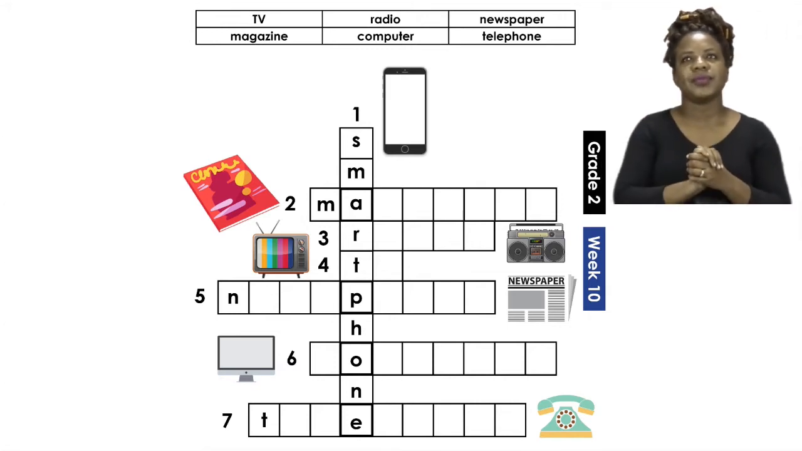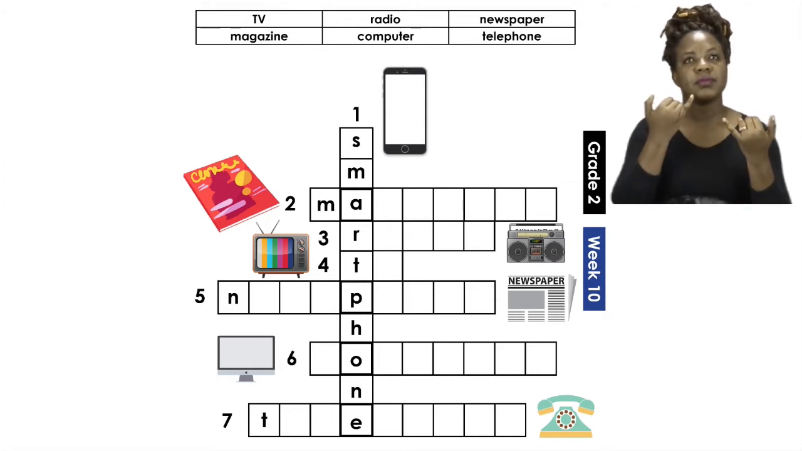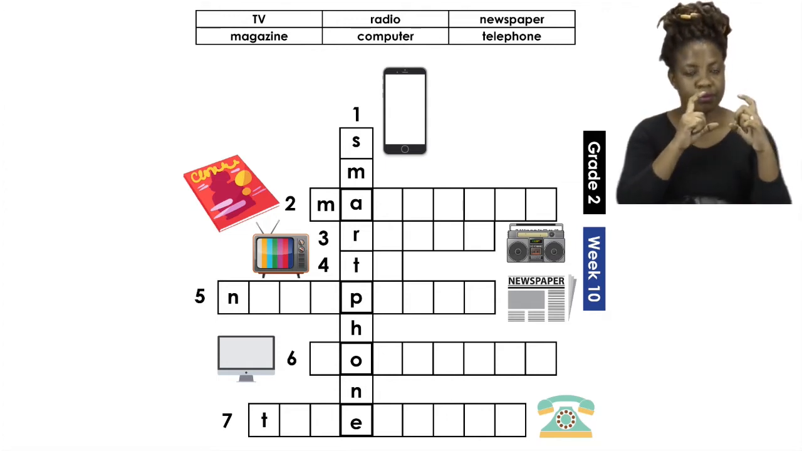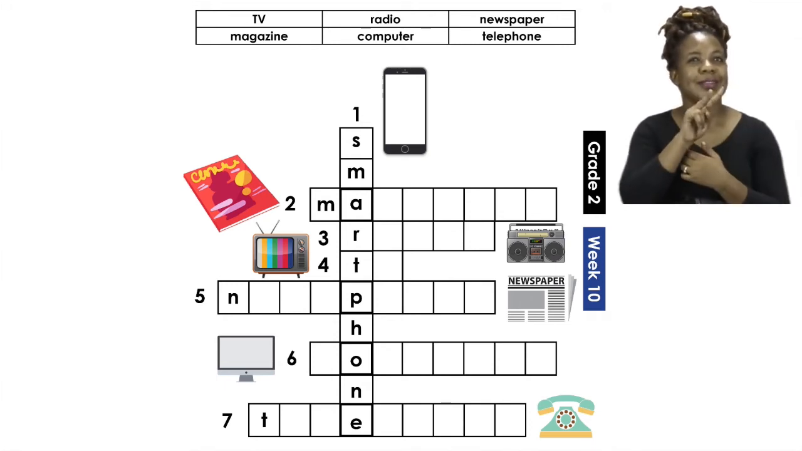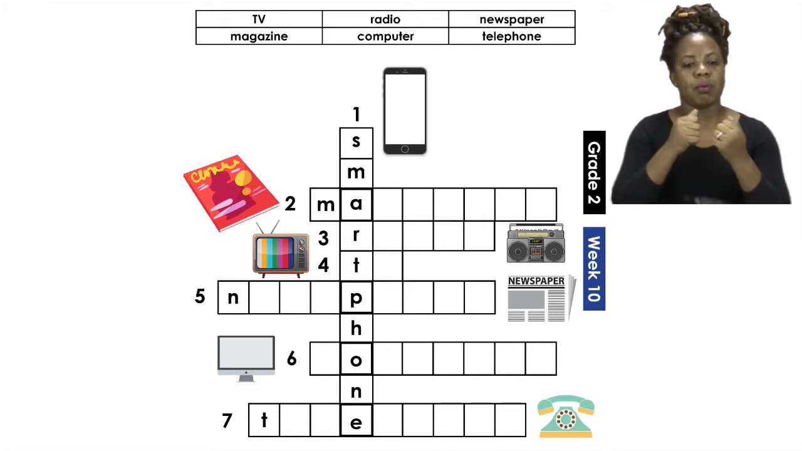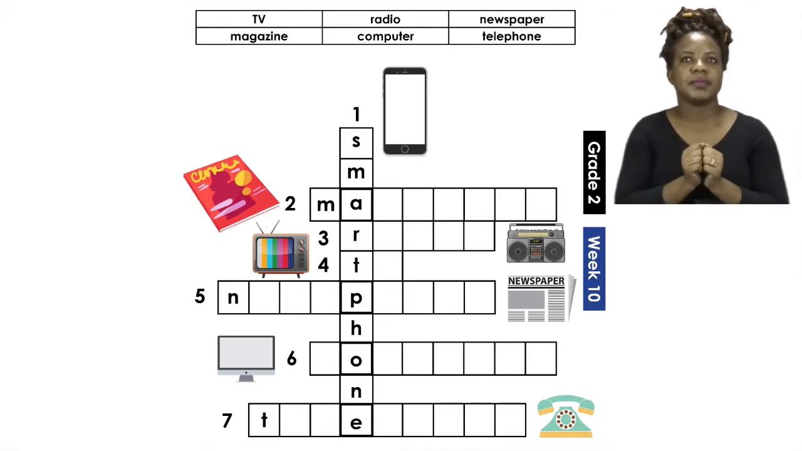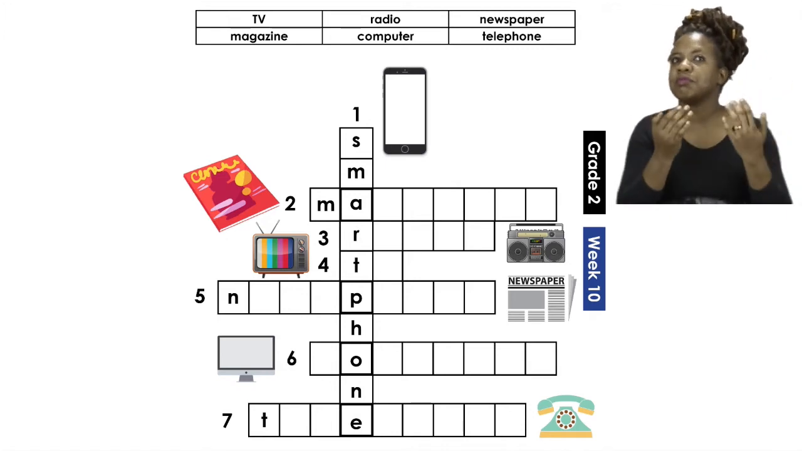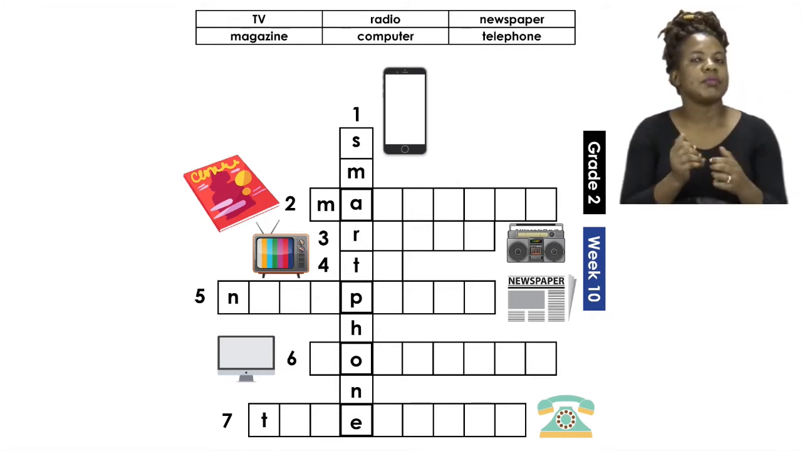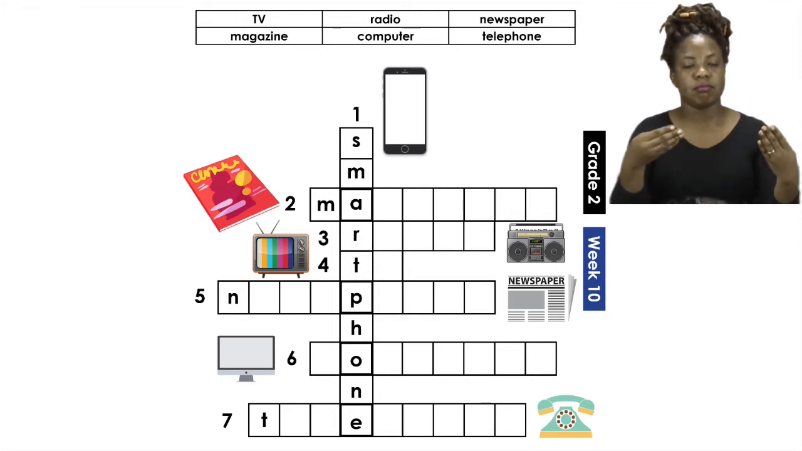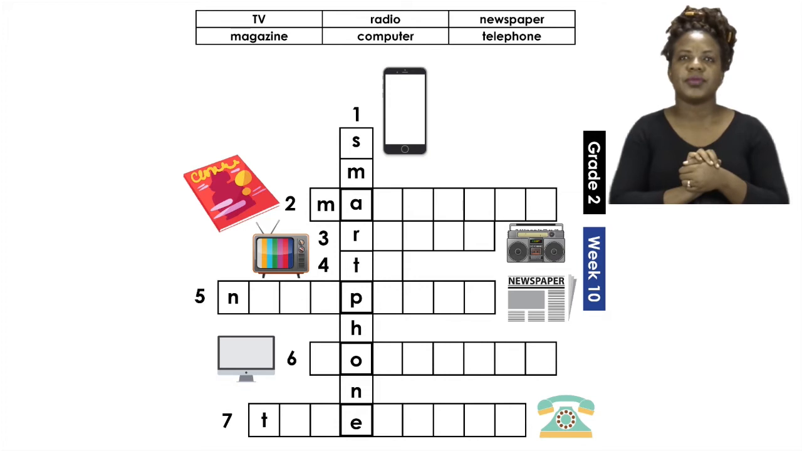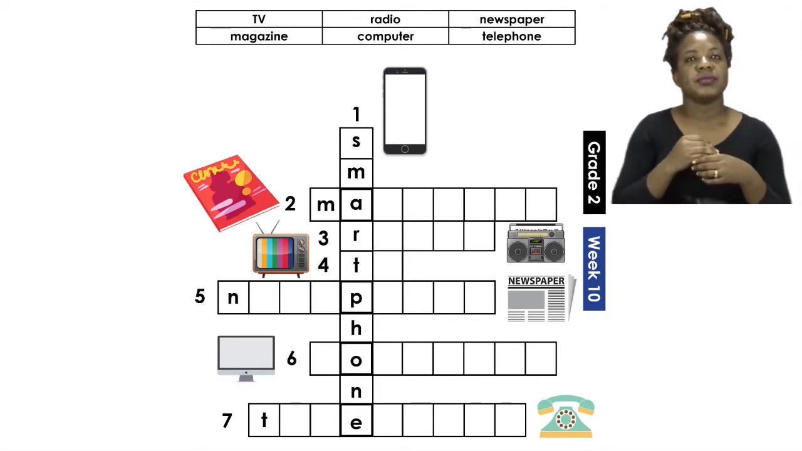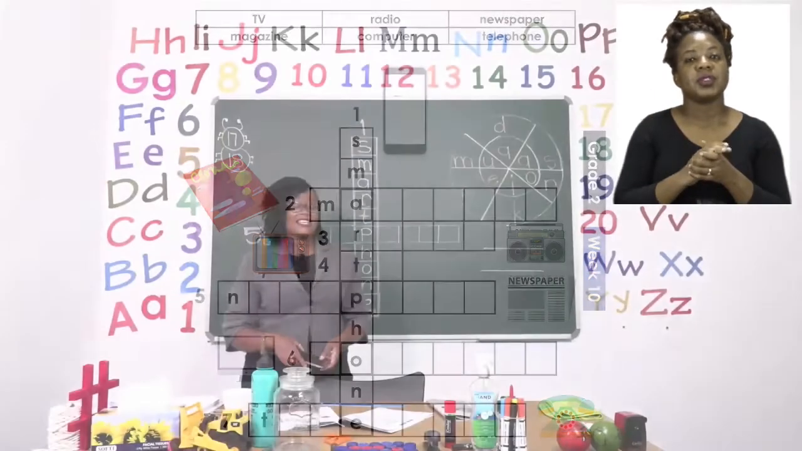Well done. Now this time, I'd like you to please point to the picture for the word. TV, magazine, radio, computer, newspaper, telephone. Well done, everyone. Now we are going to try and fill in the missing letters for each of them.